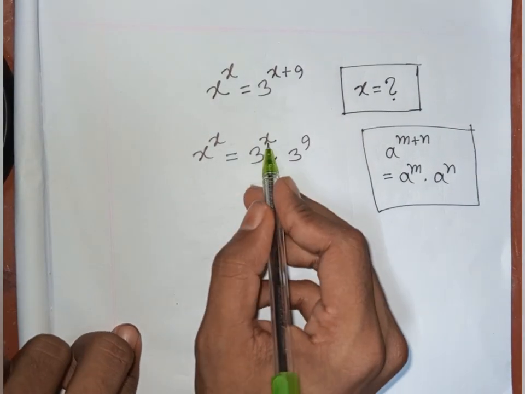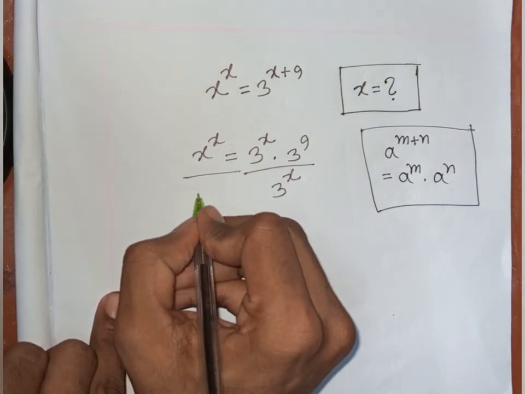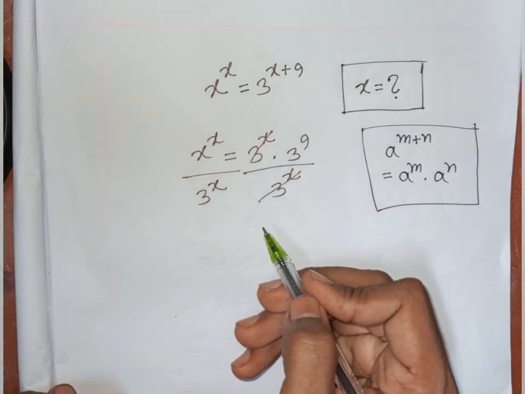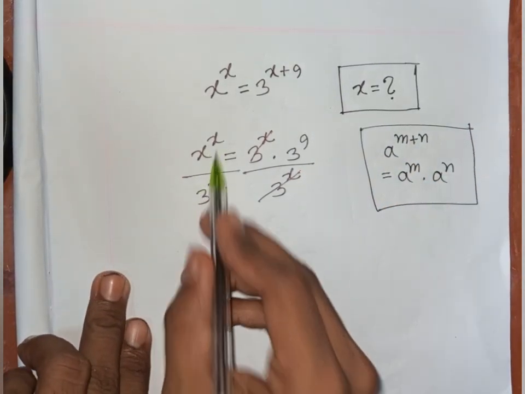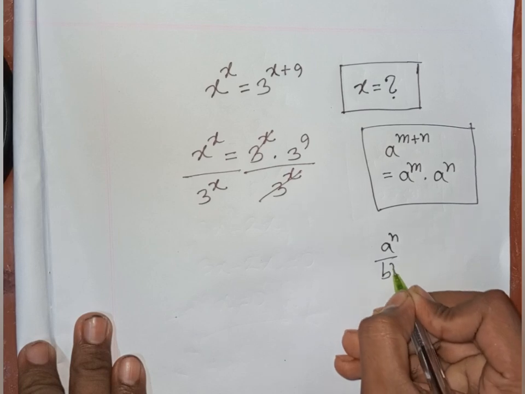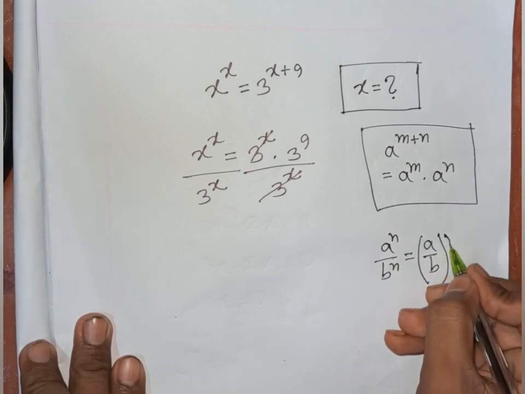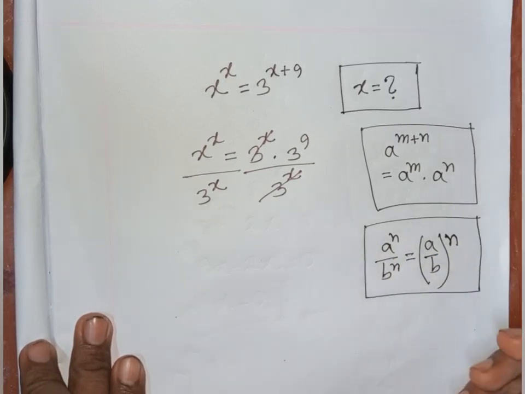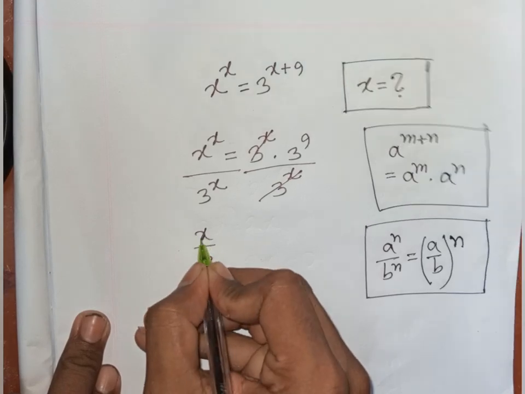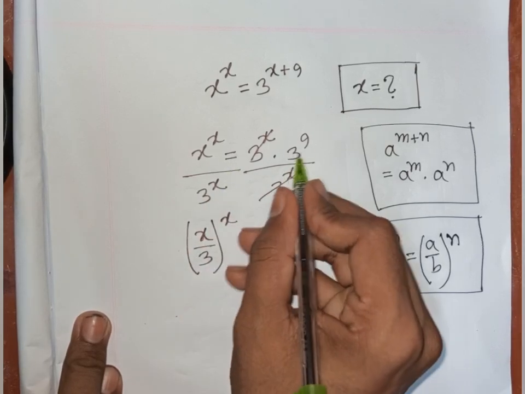Then we divide by 3 power x on both sides. Now this 3 power x, this 3 power x will be cancelled. Now from here x power x has the same power but different bases. So remember this exponential rule that a power n over b power n is equal to a over b, then bracket common power n. So according to this rule, it will be x over 3, then bracket common power x is equal to 3 power of 9.